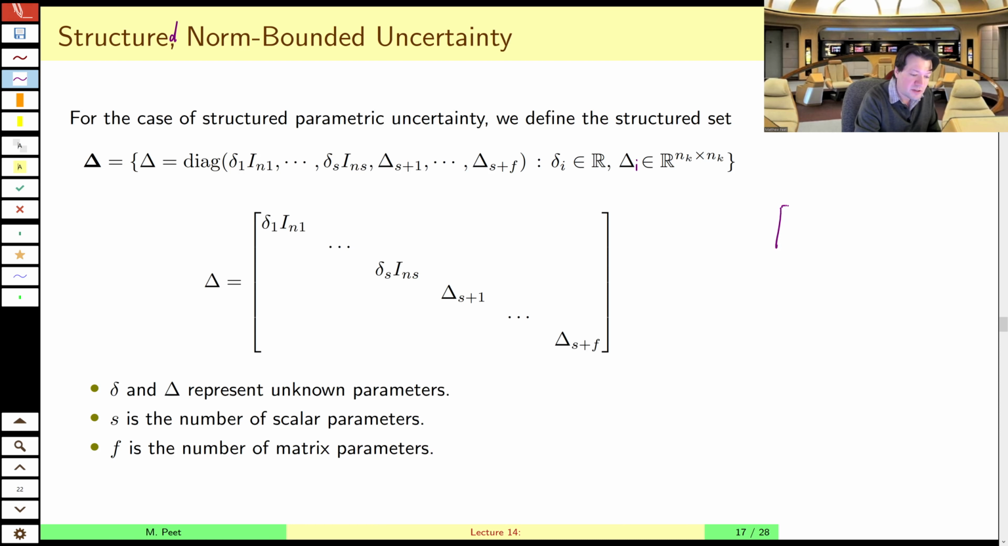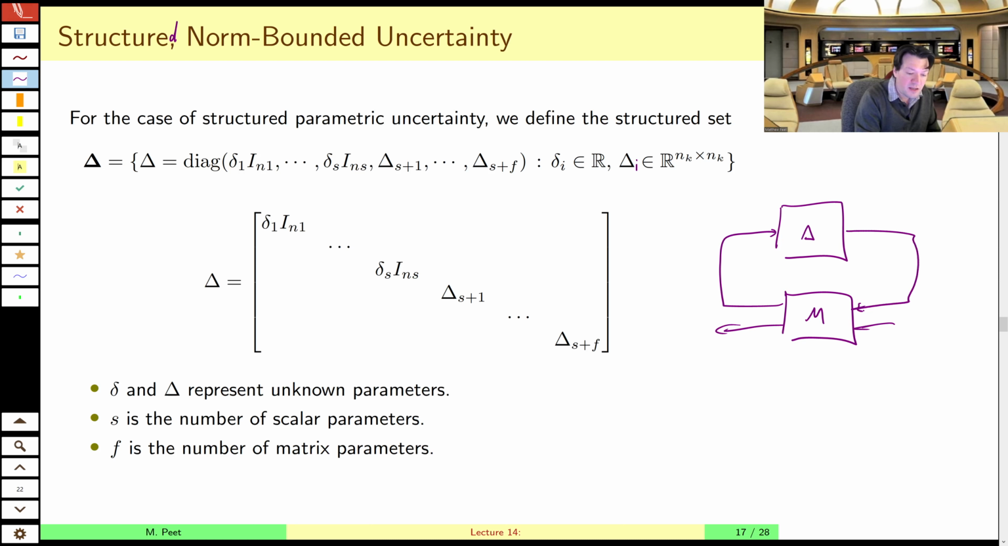So draw an LFT here, with Delta, which allows us to consider more general classes of uncertainty. In particular, we can do polytopic uncertainty here, but we're going to focus on the case of norm-bounded uncertainty. So we've got norm-bounded uncertainty here, and in particular, we'll consider the case of structured uncertainty.